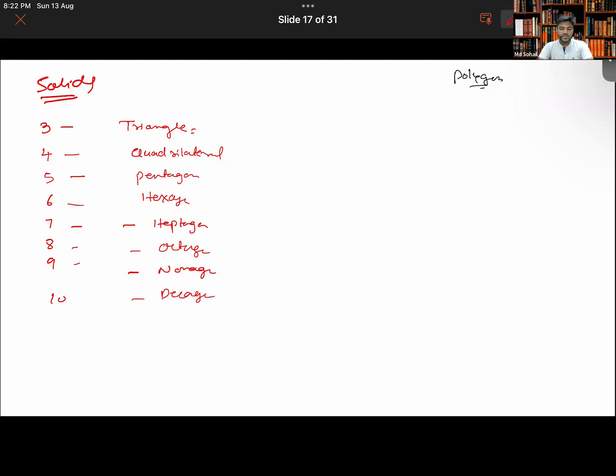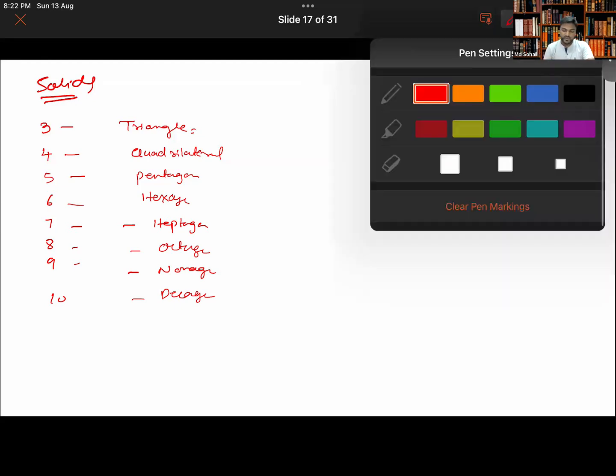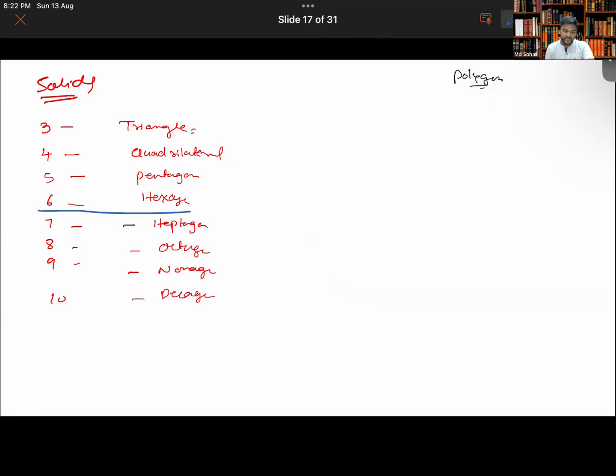Okay. So talking about the interior and exterior angles, for example, if you take one of the polygons out of here, take this hexagon. In geometry, a hexagon is a polygon with 6 sides in which the sum of all the interior angles is equal to 720 degrees. Getting it?